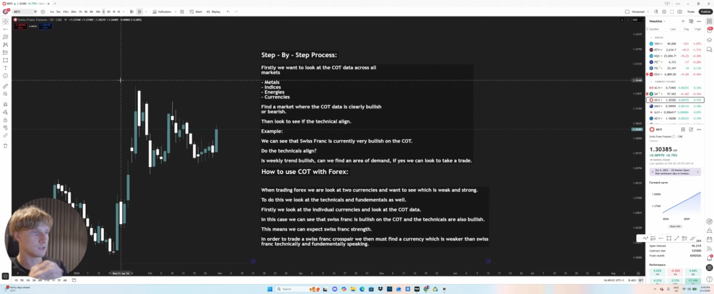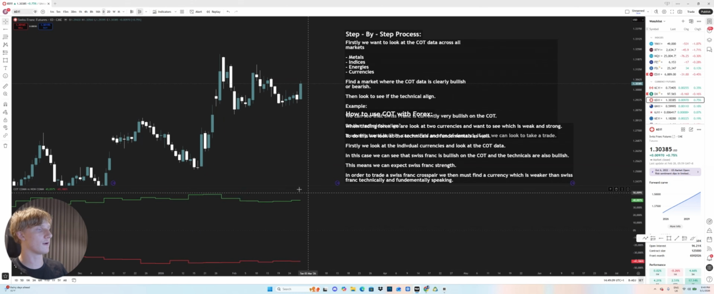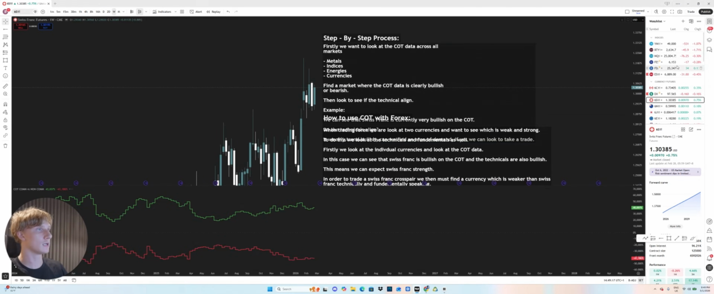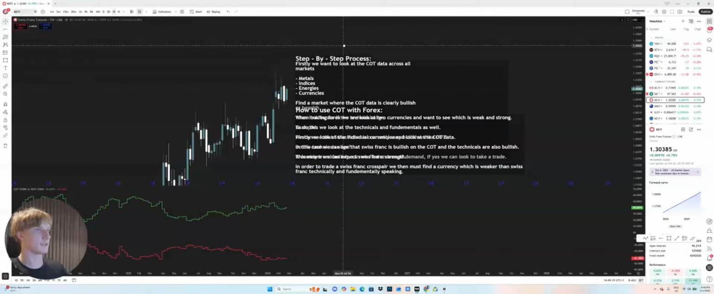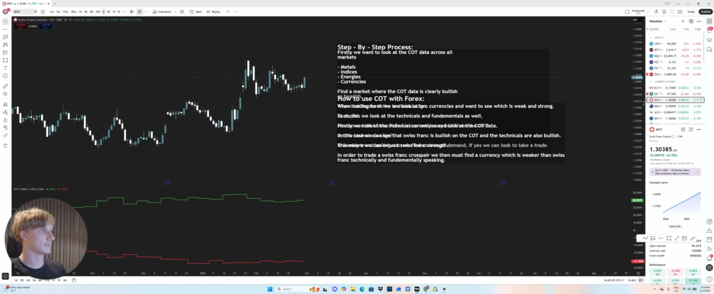Once we have identified where we are either really bullish or bearish, we then rely on the technicals to see if it aligns. So for an example, right here, on Swiss franc, we can see that currently, if I get it up, we are very, very bullish on the COT data. Now, the next step, are we also bullish on the overall technicals, being the weekly trend, and also can we find an area of demand to potentially take a trade from? So on the weekly, we can see, yes, we're extremely bullish. Cool. That's a good sign. That's step 1. Now, step 2, we're going to go over to the daily.